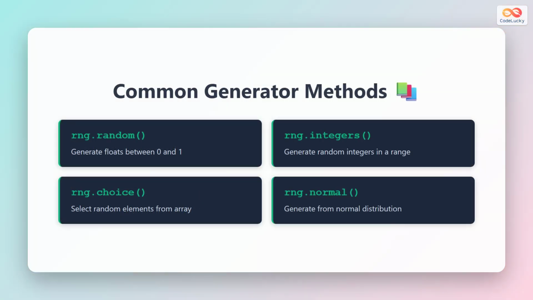The generator class provides several commonly used methods for generating random numbers. rng.random generates floating point numbers between 0 and 1. rng.integers generates random integers within a specified range. rng.choice randomly selects elements from an array, which is useful for sampling. rng.normal generates numbers from a normal distribution, essential for statistical simulations. These methods cover most random number generation needs in data science and scientific computing.